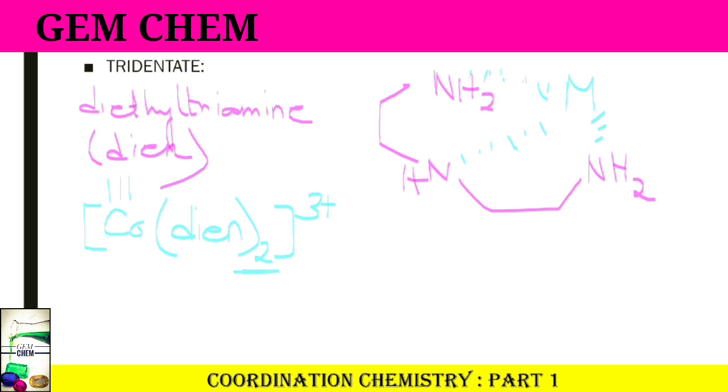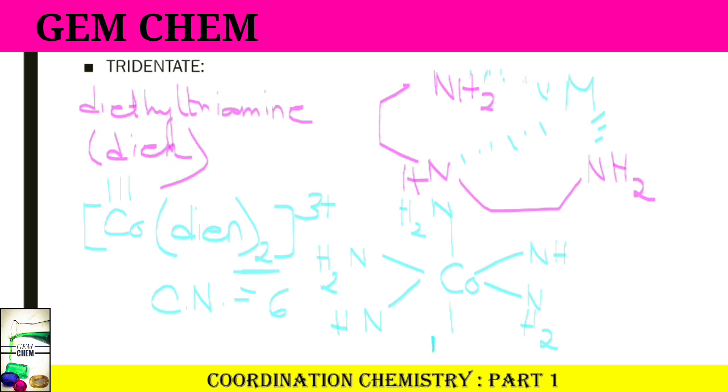So dien 2 means there will be a coordination number equal to 6. Try to draw it, put the cobalt in between, then place the 6 hands of it, then write NH2, NH, then NH2. Similarly, in the same way, here write NH2, here write NH, and here write NH2.